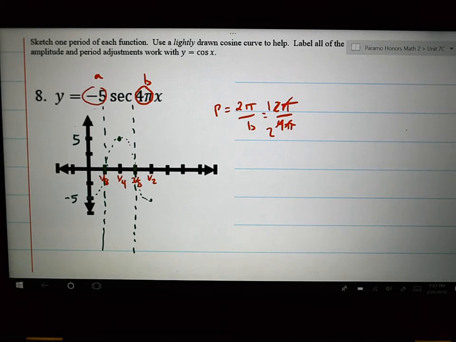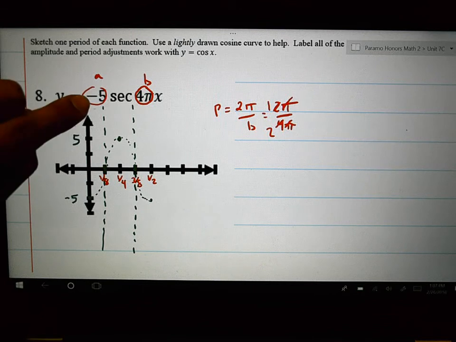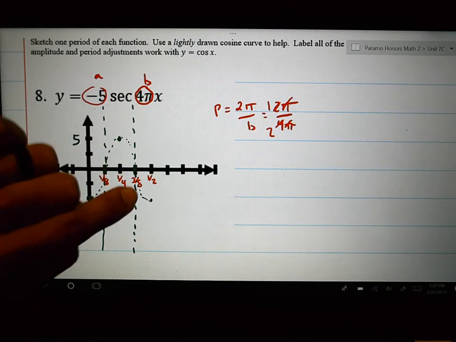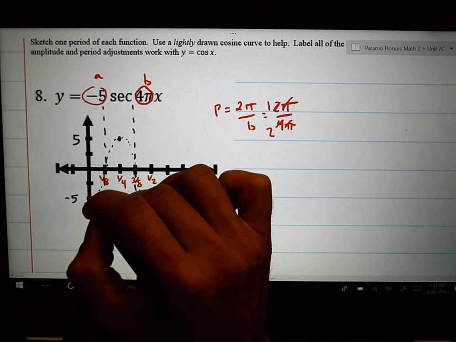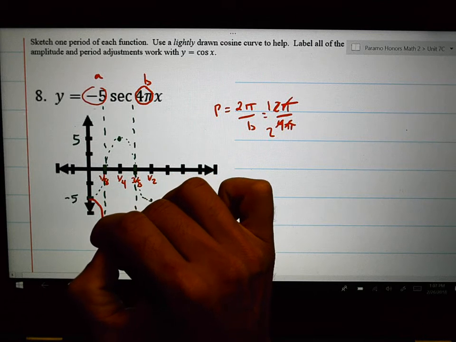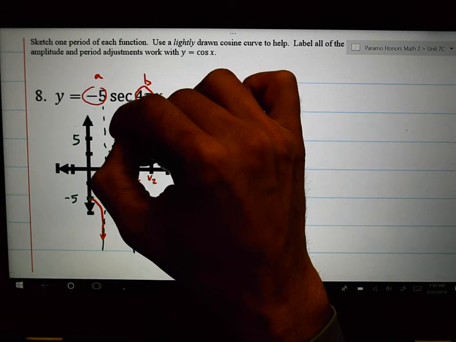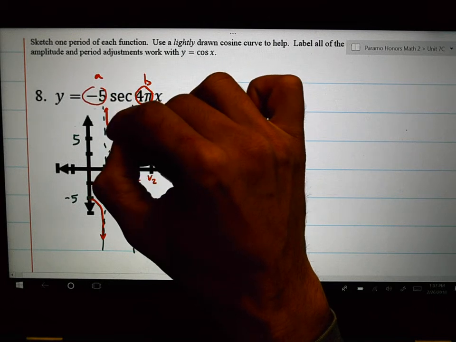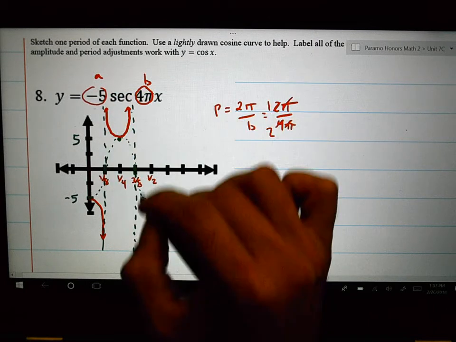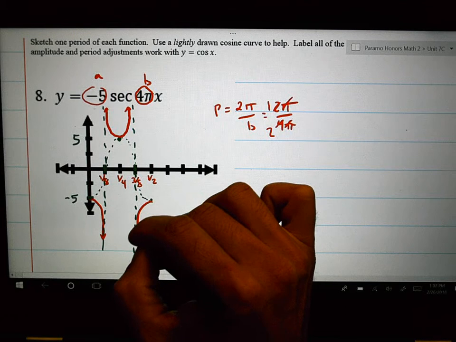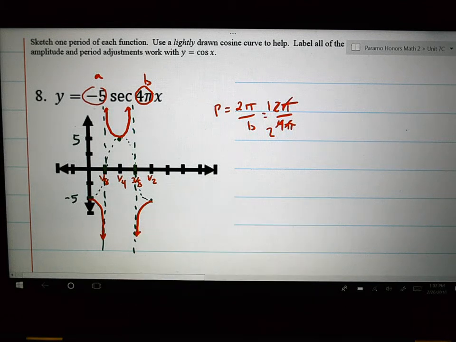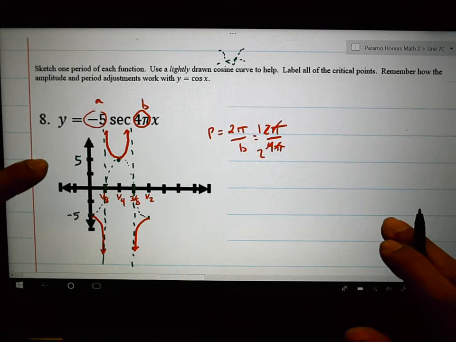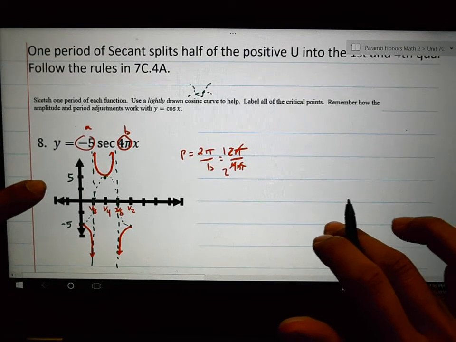Now that I know that, this negative value meant that my cosine flipped upside down. Now I just start doing the 1/4 of a U. I go over here, draw this U-shaped part. And then the other one, the other 1/4 right there. And this is one period of the secant graph.